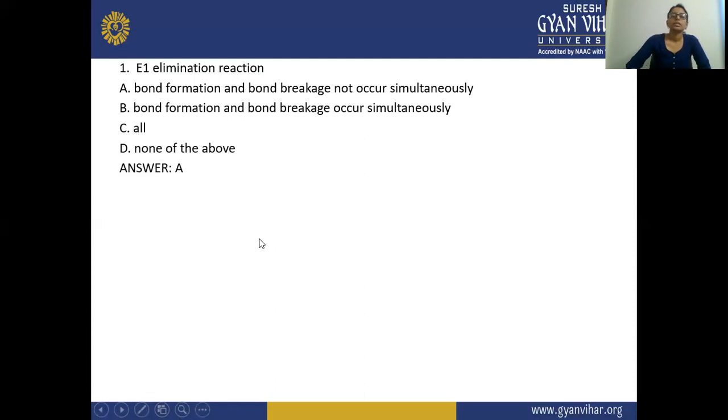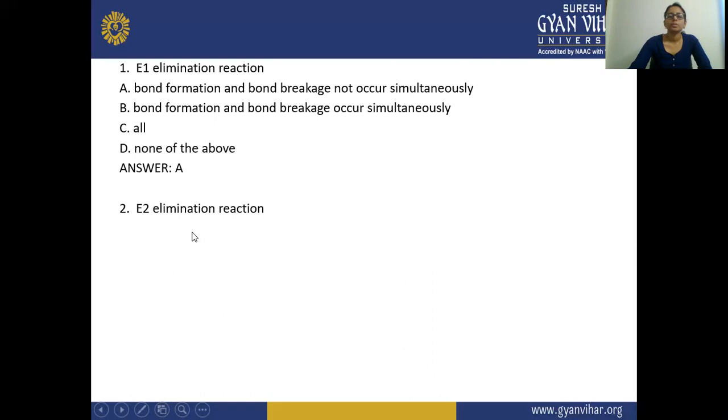So in the E1 reaction, bond formation and bond breakage occur, but not simultaneously. The simultaneous bond formation and bond breakage occurs in the E2 elimination reaction.